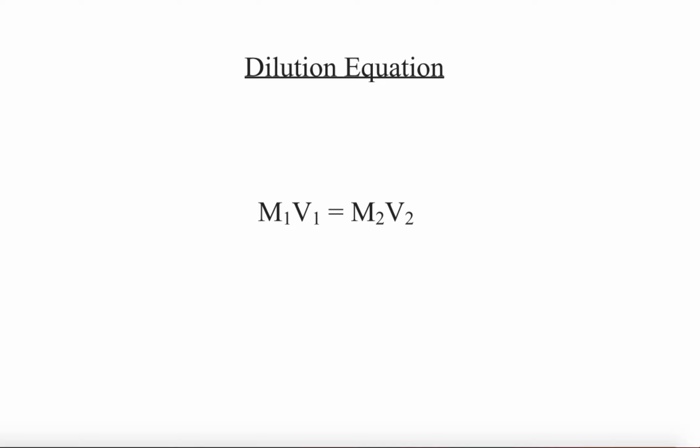So, just going based off of what we know here, we can form what's called the dilution equation. That dilution equation relates two different solutions. You have your original and you have your diluted. So we have it as M1V1 equals M2V2.